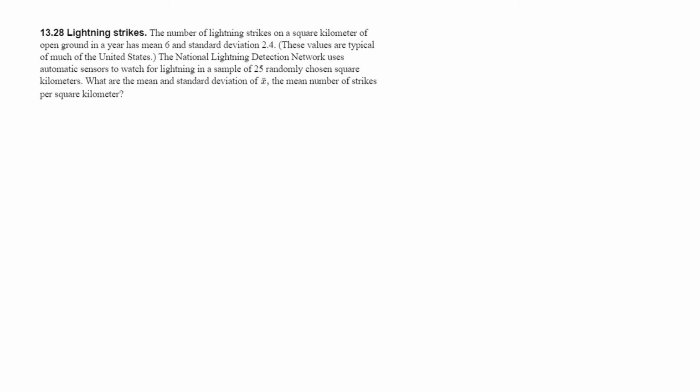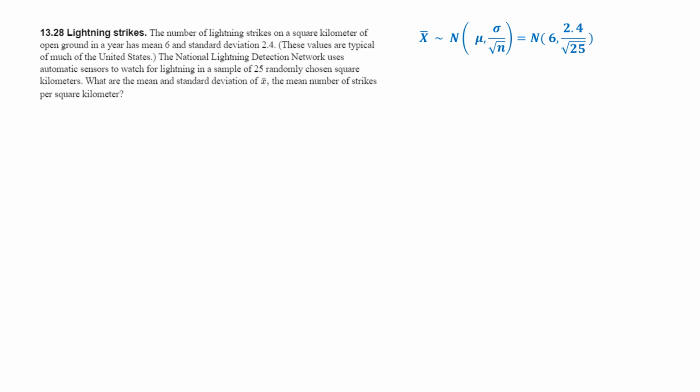For this question, the number of lightning strikes on a square kilometer has mean 6 and standard deviation 2.4. There are 25 randomly chosen sample values. So n is 25, sigma is 2.4, mu is 6. What is the mean and standard deviation of the mean number of strikes?